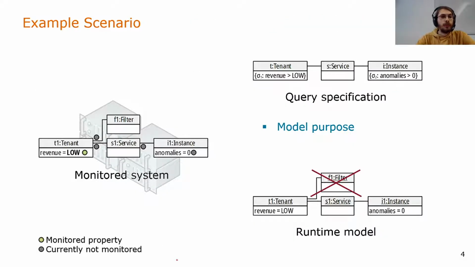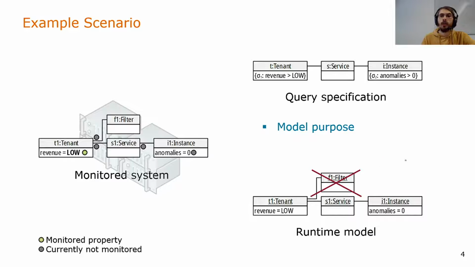To provide a brief example, on the left you can see a representation of an online auctioning system that consists of tenants that have services which can be instantiated. And in the top right, you see a query specification for a potential symptom that could indicate an issue for adaptation, where we look for a tenant with a sufficiently high revenue that is connected to a service with an instance that exhibits anomalies.